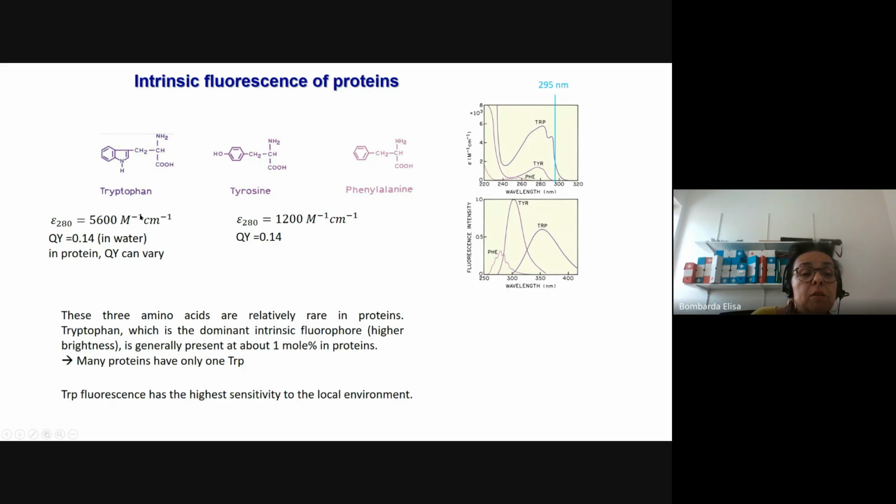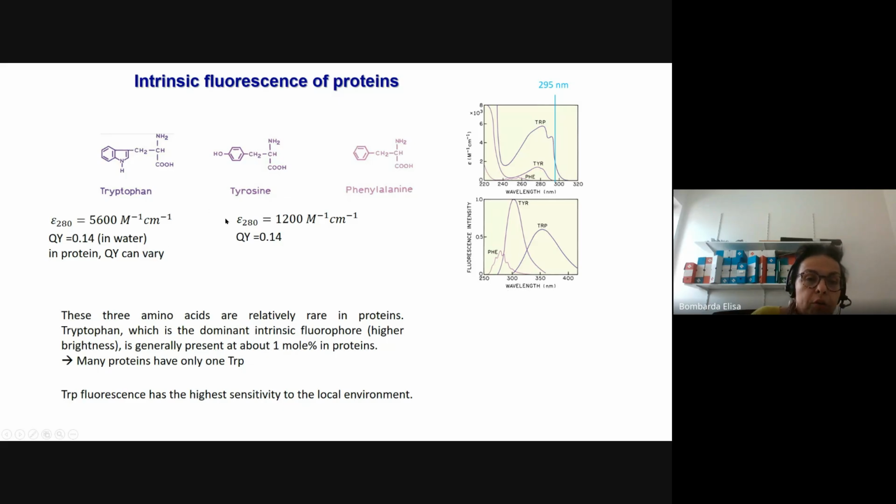As you see, the quantum yield of tryptophan and tyrosine is similar, but tryptophan has a higher extinction coefficient. Phenylalanine is left a little bit aside because, as you see, the quantum yield is so low and it is not really very much used. But it's important to know that it exists, and in some applications it can also be used, but it is not the most common.